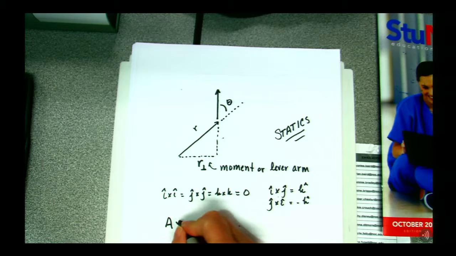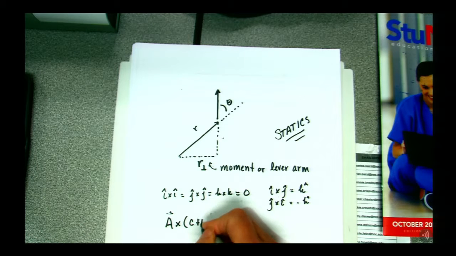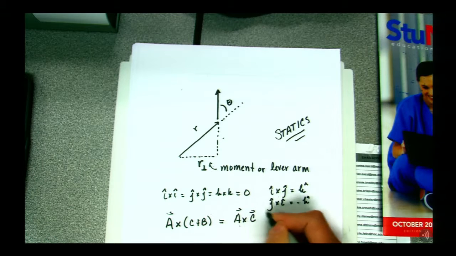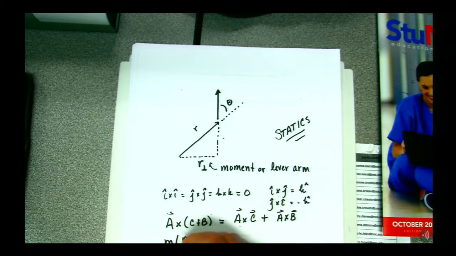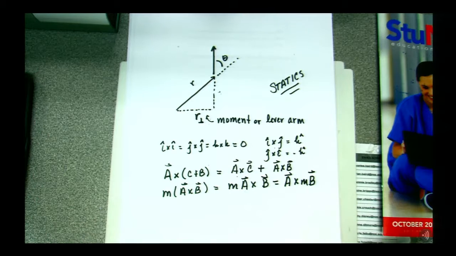I can do vector A cross (C plus B). That's going to be A cross C plus A cross B. And then if I take a scalar m and I do A cross B, that's going to equal (mA) cross B, or it can equal A cross (mB). Just some of the mathematics that might help you out along the way.